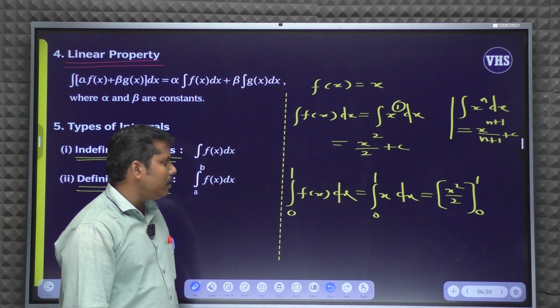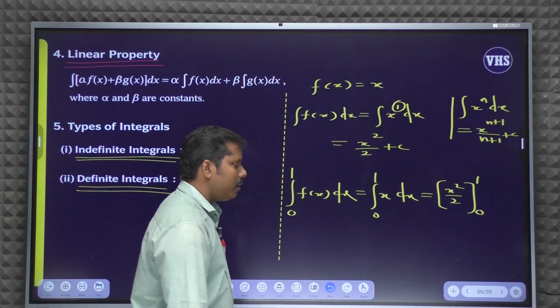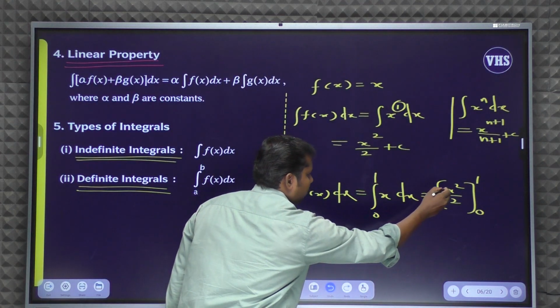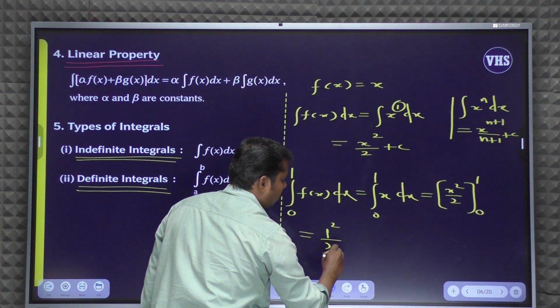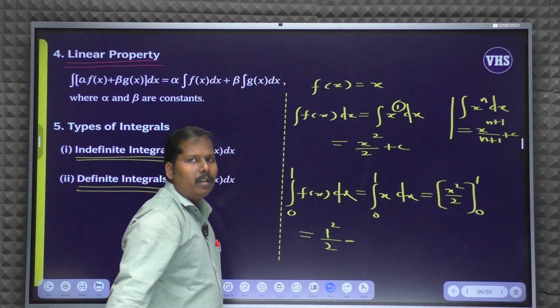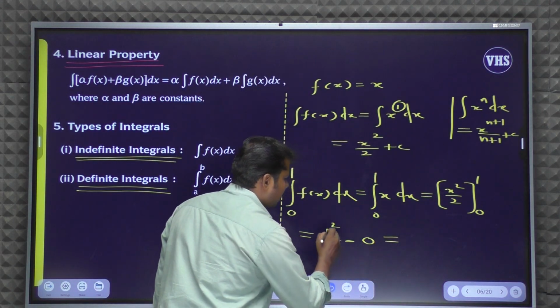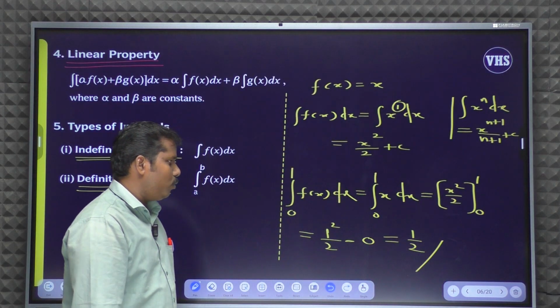So while evaluating the integral, always you have to substitute the upper limit first. What is the upper limit here? 1. 1 is the upper limit. So replace x by 1. Here if you take 1, 1 square is 1. So 1 square by 2 minus, then take the lower limit. What is the lower limit? 0. 0 square is 0. 0 by anything is 0. So finally you are getting 1 by 2. You are getting 1 by 2 as the output.